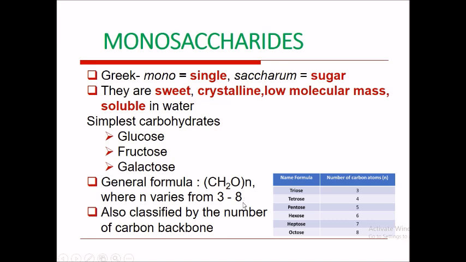They also can be classified by the number of carbons in the carbon backbone. If the carbon backbone consists of 3 carbon atoms, they are known as a triose. If the carbon backbone consists of 4 carbon atoms, they are known as a tetrose. If the carbon backbone consists of 5 carbon atoms, they are known as a pentose, and etc.